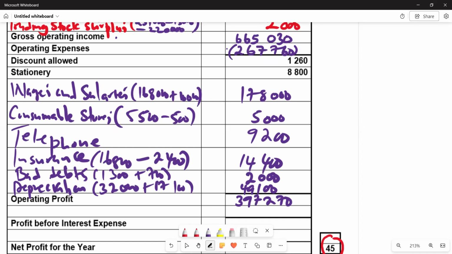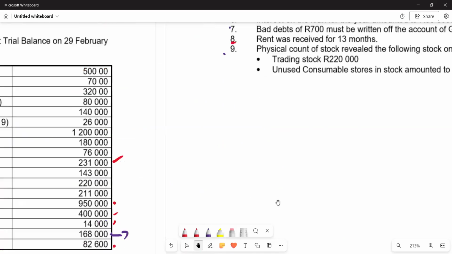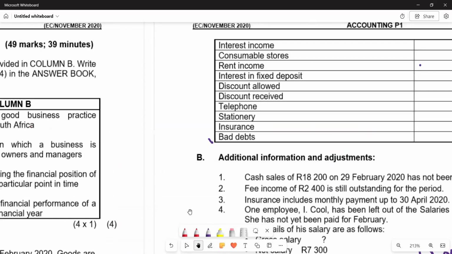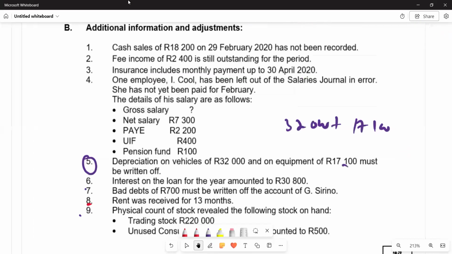Then after operating profit, that's where you're going to have your interest income. So interest income, we go to our list of balances and try to see what we have in terms of our interest income. But remember, we've got 900 at the beginning here on this page, which is 900 interest income, and we also have interest on fixed deposit. We are supposed to add the two, 900 plus 1,870, to get the total for interest income.